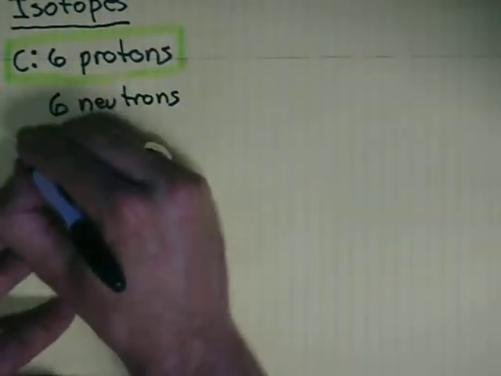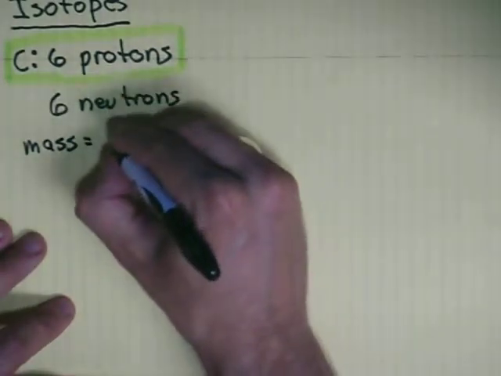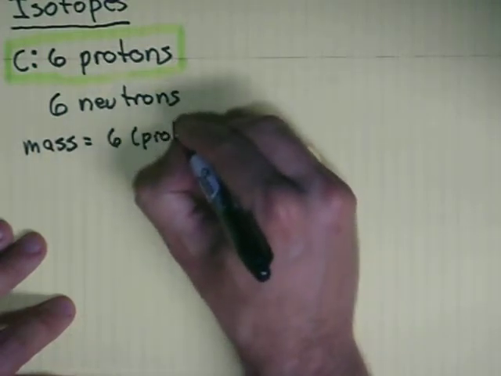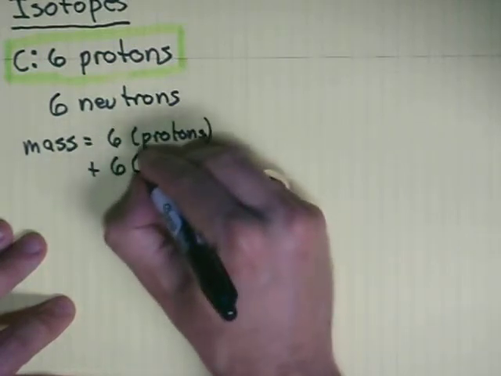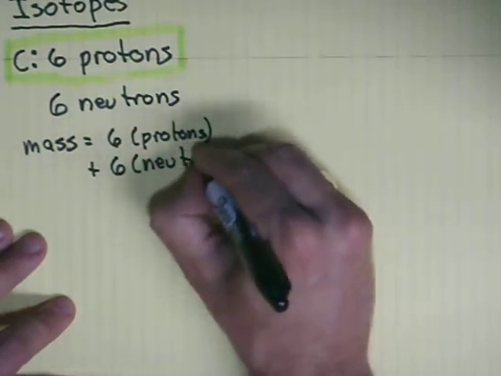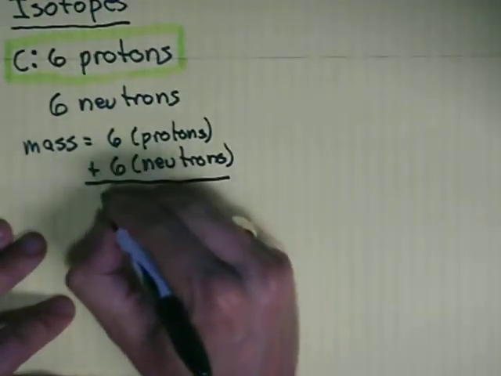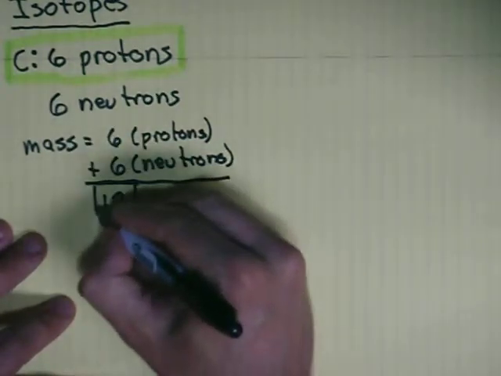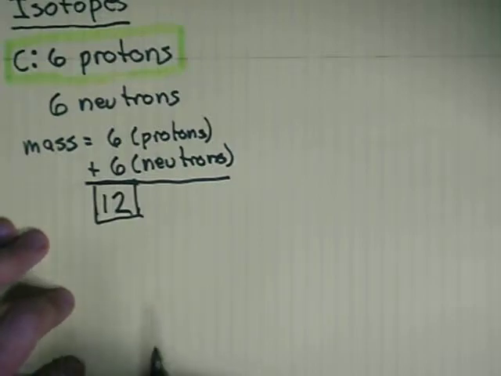So what is the mass? Mass is equal to 6 from the protons plus 6 from the neutrons. So we add that up, we've got 12. We notice that 12 is pretty similar to what's on the periodic table. But let's look at something that's a little bit different.